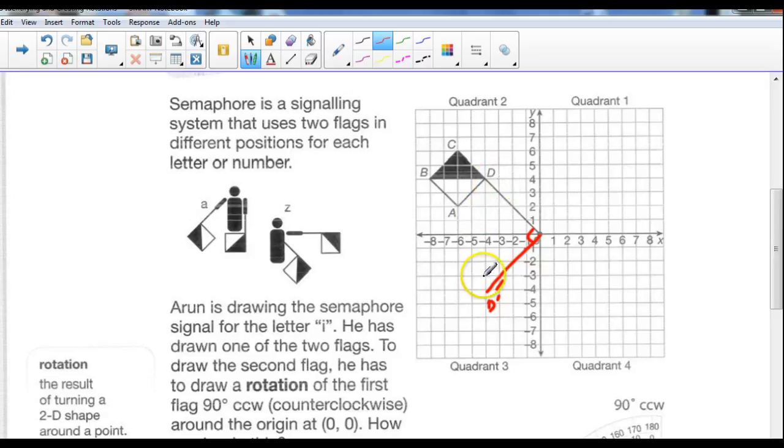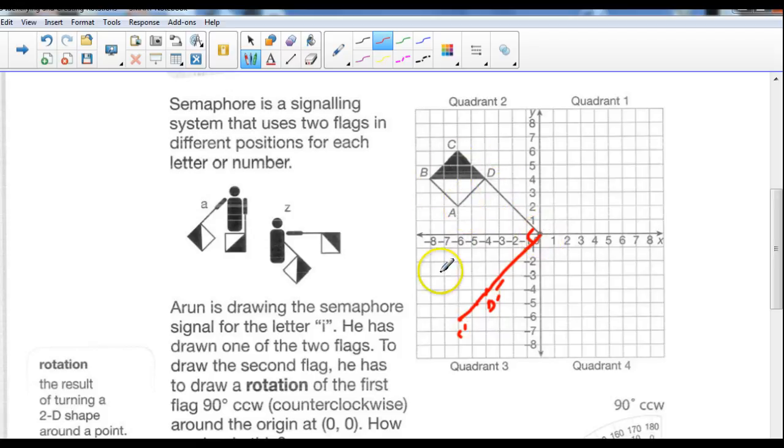And then from my D prime, I can now draw my flag. Here I can do a 90 degrees from point C, from point A, and from point B. And I know point C lines up with point D. So if that's D prime, point C is going to be right here. There's C prime. Pretend the flag is just pivoting along this point right here.